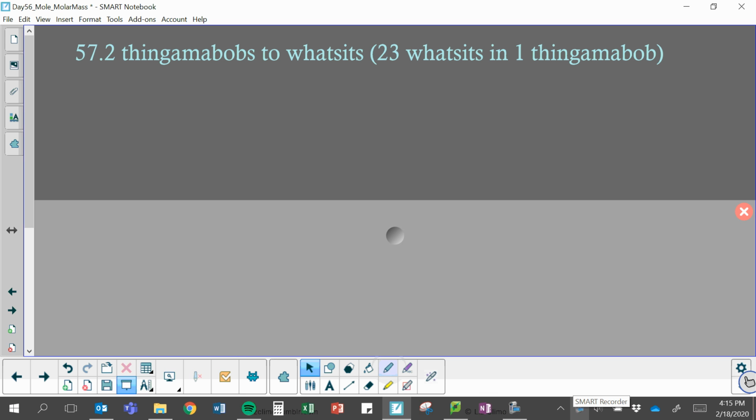Okay guys, so we're going to go through our lesson for today. So we're starting with some more unit conversions, and these are with kind of some silly made up units, but we're going to do them the exact same way. So if you want, you can pause this and try this first one.